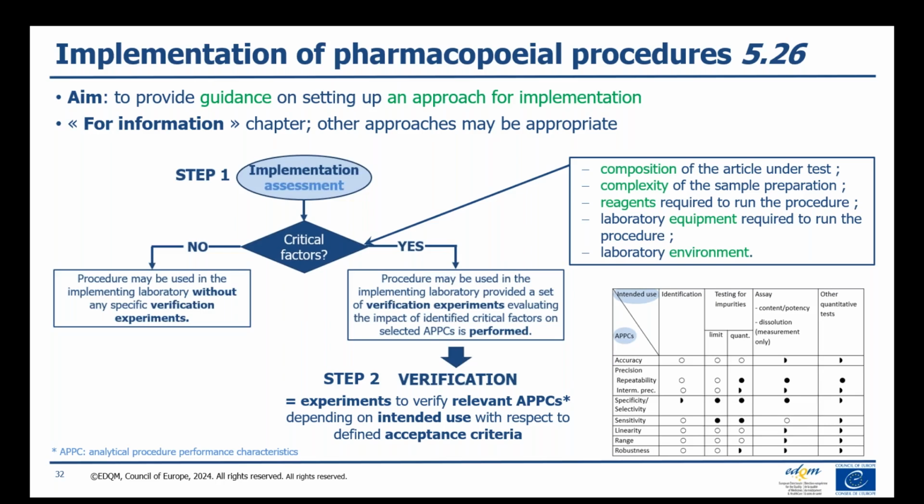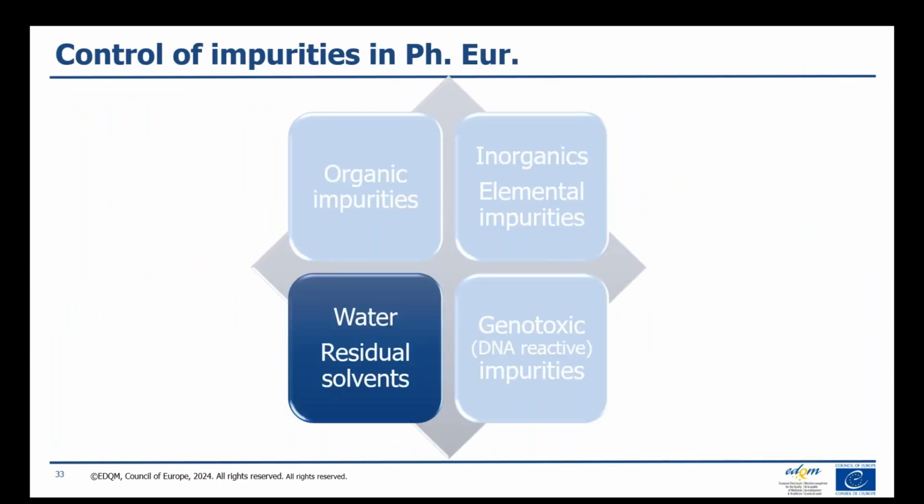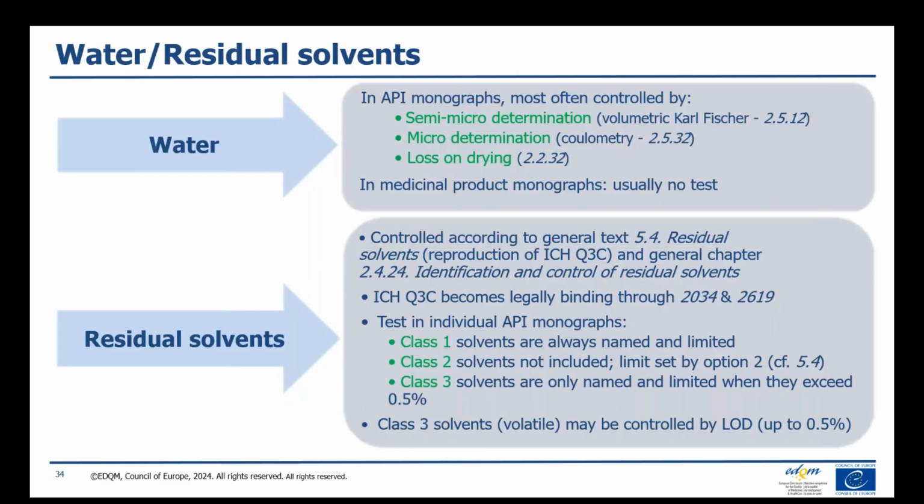So now I will give you some information on how we determine the water content and the residual solvents. So for the water, there is in almost all API monographs a test to control the water content. There are different techniques which can be used. There is first the semi-macro determination. There is also the micro determination. There are also different techniques which are used. And there is loss on drying.